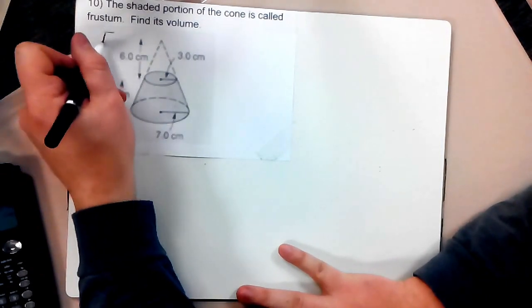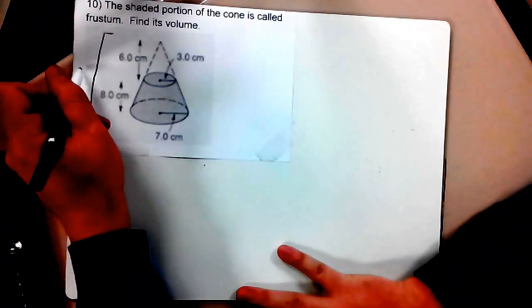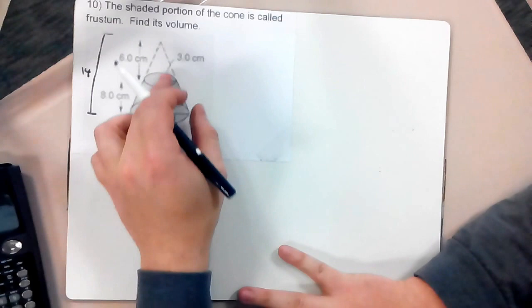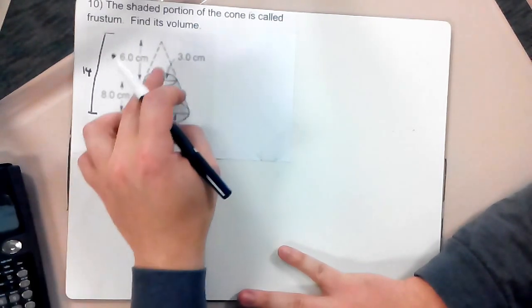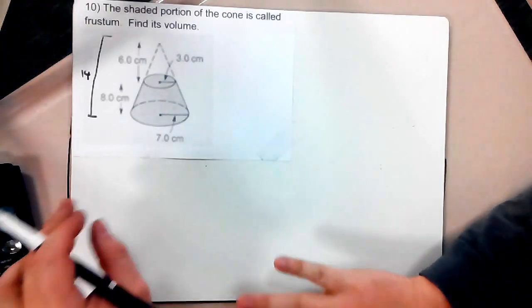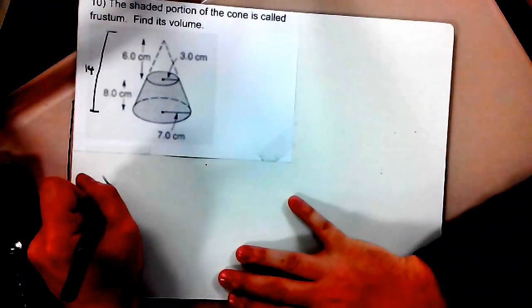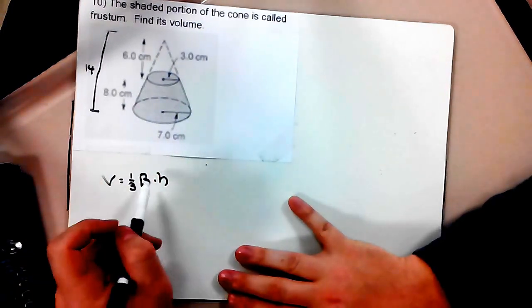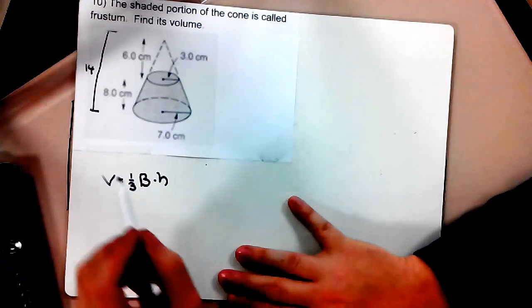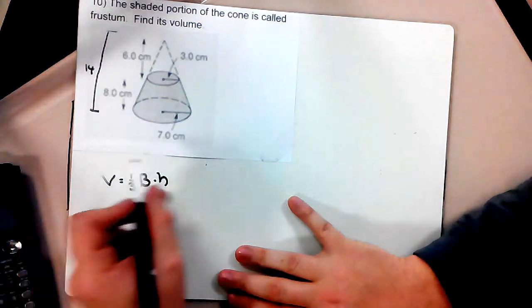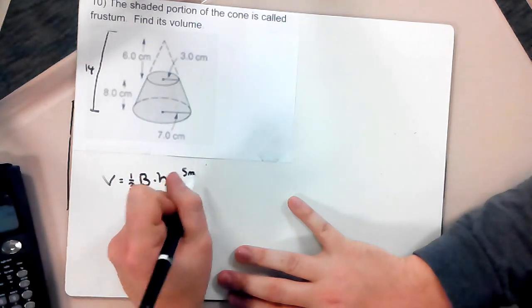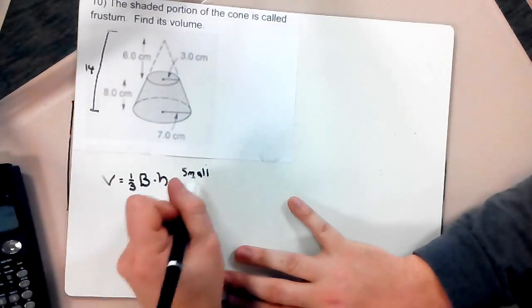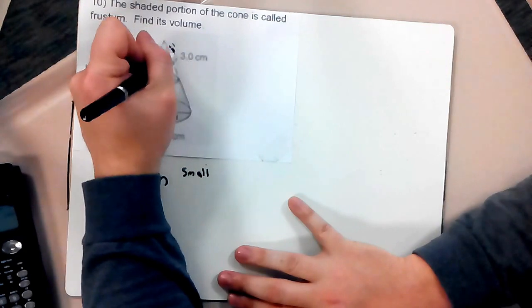So the first thing I have to recognize is that this entire height is 14. And keep in mind I have two different radiuses here. 3 for the smaller and 7 for the bigger. So the volume of a cone is 1/3 big B times H. Remember, this is important, big B is the area of the base. I'm going to do the small guy first. So let's do the small. And what I'm doing is this top part here. I'm going to actually label it so you can kind of see what I'm doing.